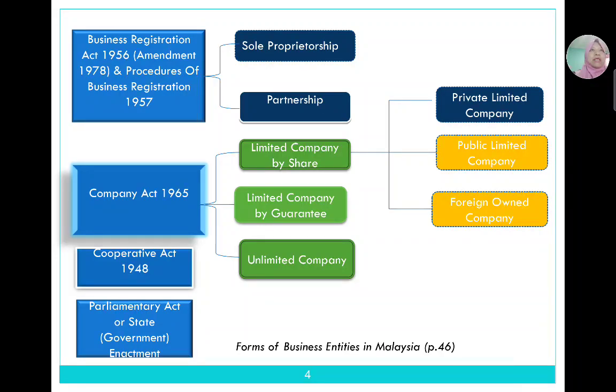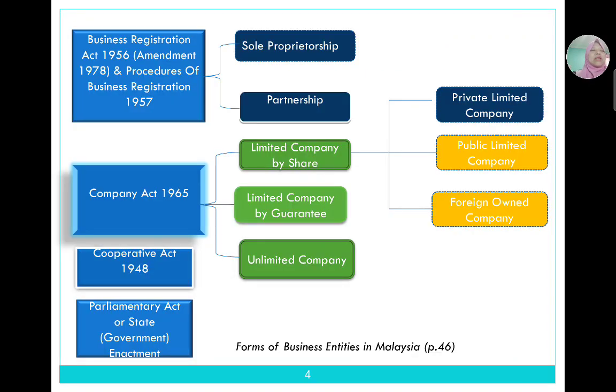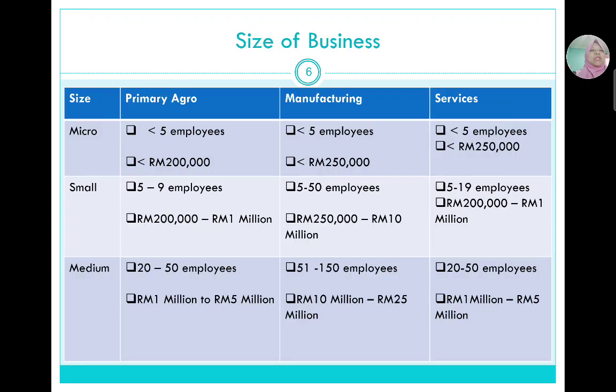So it has its own act. We are governed by, and we have to follow, the act under this business. For private limited, if you want to register your business under a private limited company, this is under the Company Act 1965. Although we have at least 8 types of registration, for startups you can use these three. The basic is sole proprietorship, then partnership, and the third is private limited company.